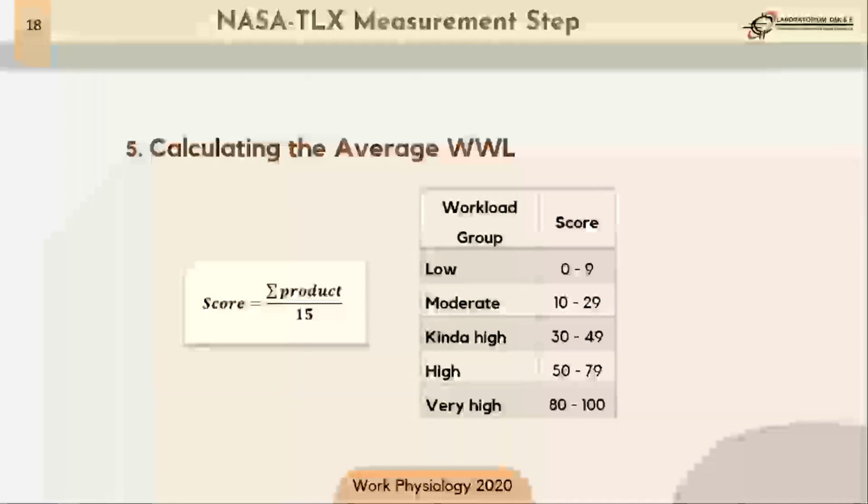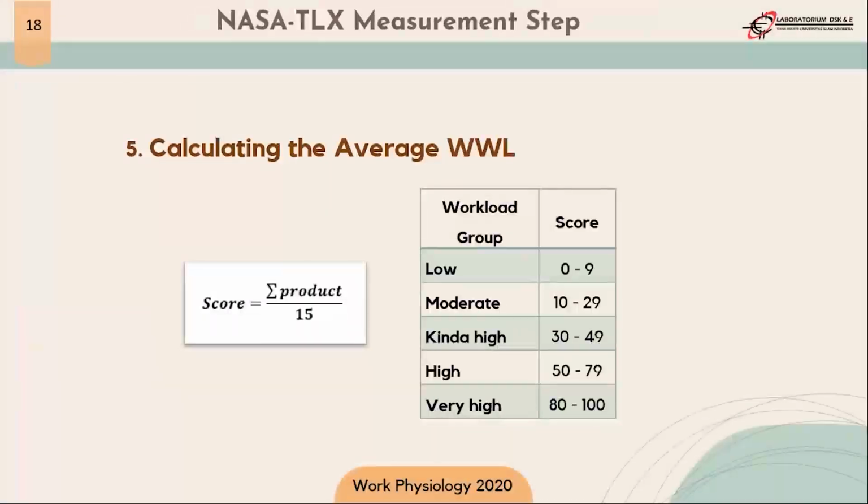Then, last but not least, calculate the weighted workload average to get the final mental workload score. To get the final mental workload score, the weighted workload value that we have before is divided by 15. Then for the last step, you can classify the score with the table behind. Whether the score is at the low, moderate, barely high, high, or very high level.